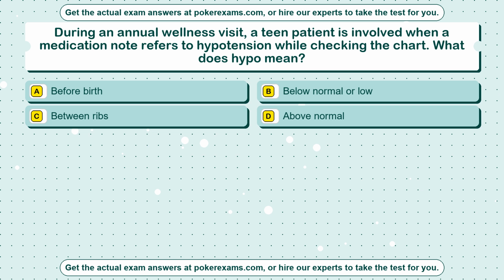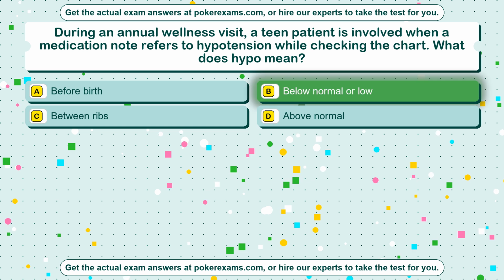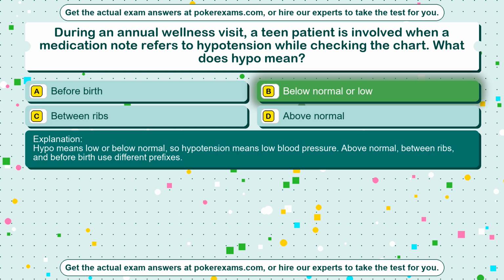Question 51. During an annual wellness visit, a teen patient has a medication note that refers to hypotension while checking the chart. What does hypo mean? Option A, before birth. Option B, below normal or low. Option C, between ribs. Option D, above normal. The correct answer is option B, below normal or low. Hypo means low or below normal, so hypotension means low blood pressure. Above normal, between ribs, and before birth use different prefixes.